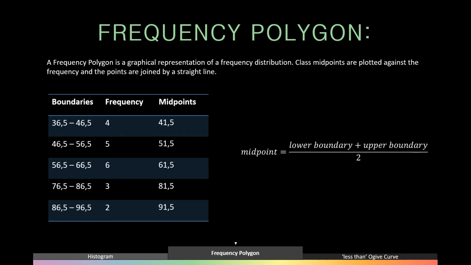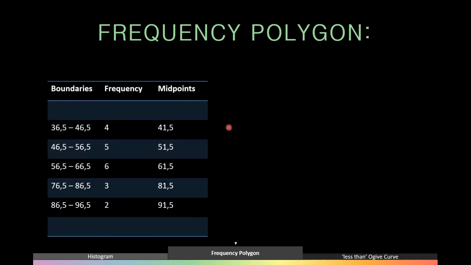Okay, so there we have our midpoints. Now, this is where it changes a little bit. In order to construct a frequency polygon, you need to include 2 additional midpoints. The reason we include these 2 additional midpoints over and above all the midpoints we have is that we want to anchor our graph to the x-axis. I'll explain why we do that, but let's first discuss how we come up with these midpoints.